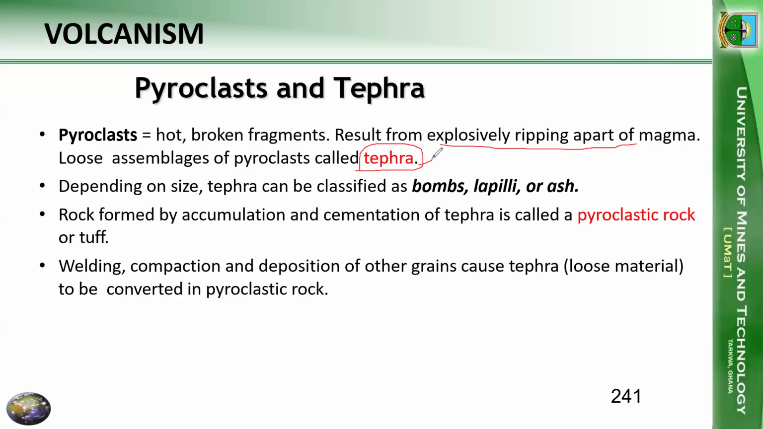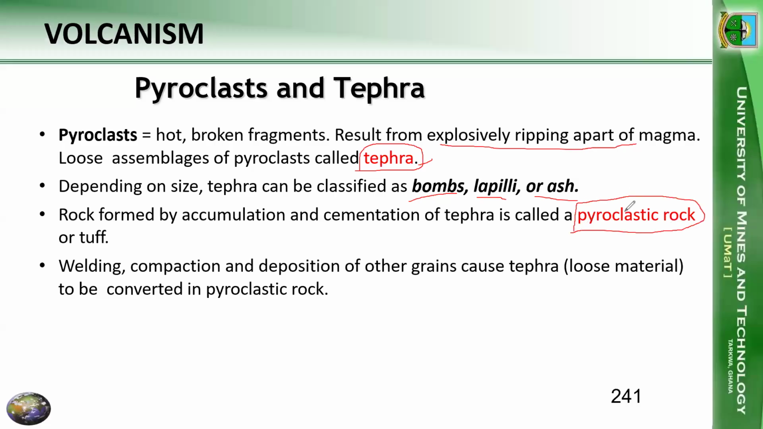Depending on the size, tephra can be classified as a bomb, or as a lapilli, or as an ash. So the bigger ones are the bombs, followed by lapilli, and the fine ones, small particles, are ashes. The rock that we form by accumulation and cementation of tephra is a pyroclastic rock.